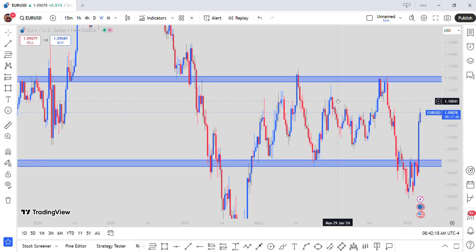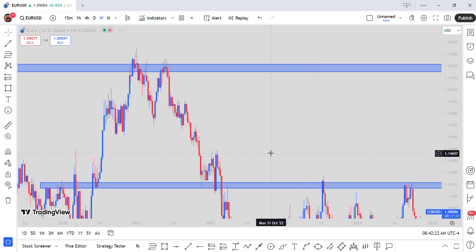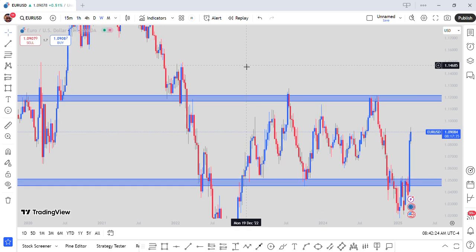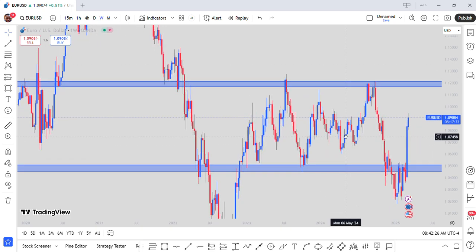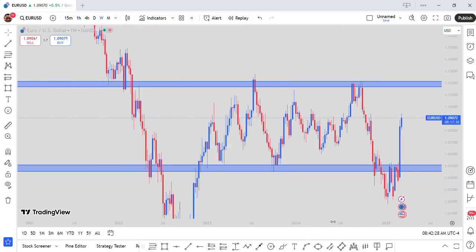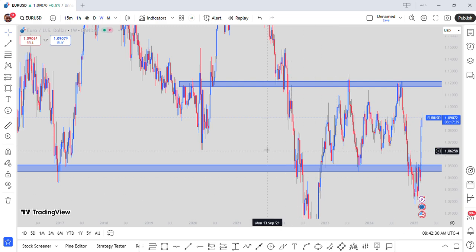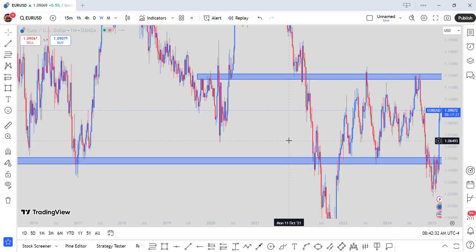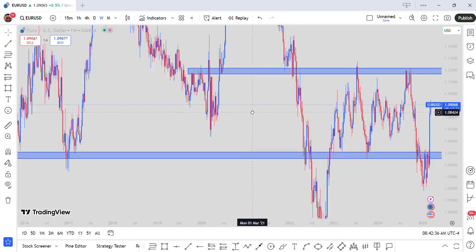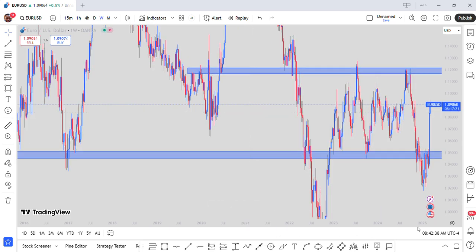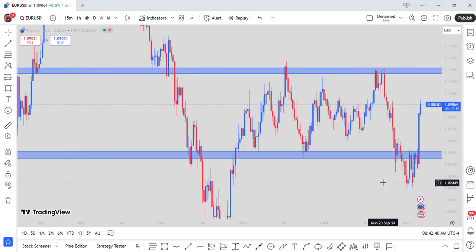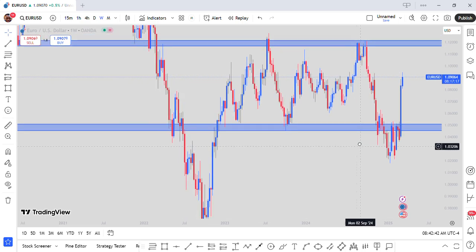There are two things that you need to consider when drawing support and resistance level. The first thing is you need to look for an area in the market where price got rejected from multiple times. So you need to look for multiple rejection in the market. The more touch a level has, the stronger the level will be. So look for an area in the market where price touches multiple times.